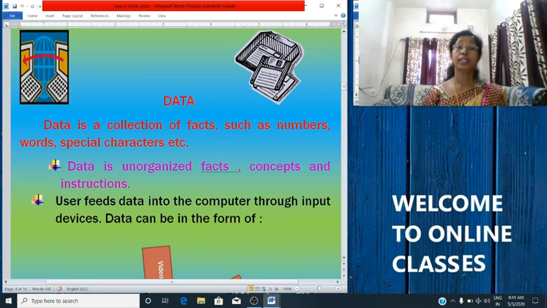So, data is a collection of unorganized facts and figures, concepts and instructions. Data is a collection of unorganized facts or details from which information is derived. Raw facts that have been collected but not organized are called data. Numbers and words that have no meaning by themselves are called data.